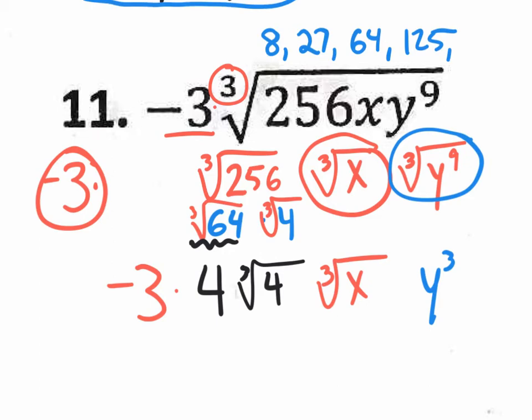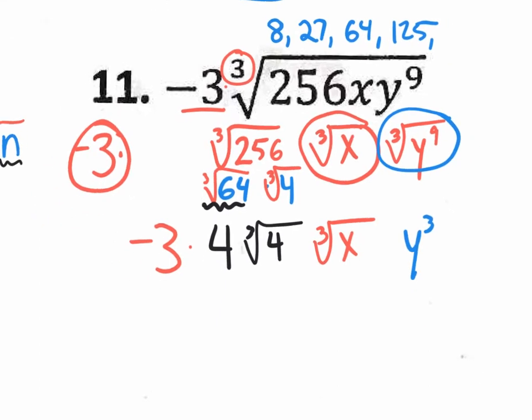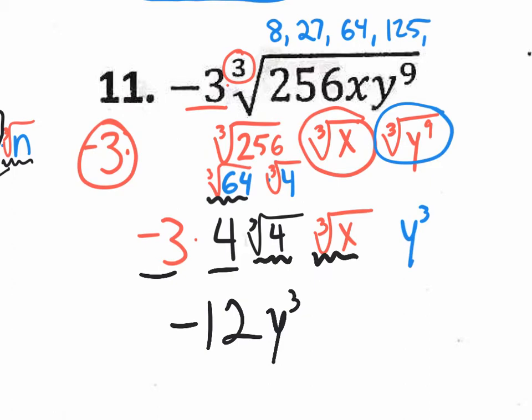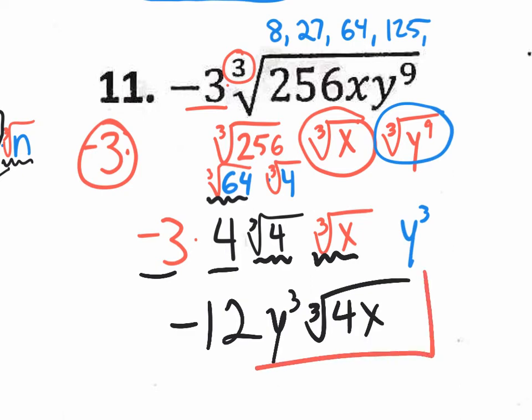So now we just need to rearrange our answer, put the nice values out in the front, and I might as well do negative 3 times 4, give me a negative 12. And then also the y to the third, and then putting together your radical cube root values. So I'm going to put the cube root of 4x. And that would be your answer right here for number 11.